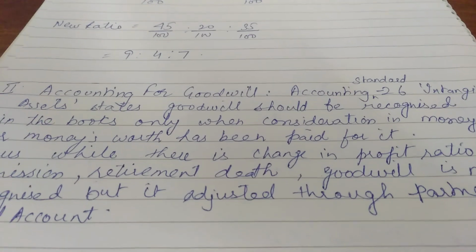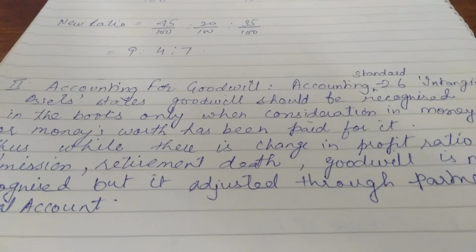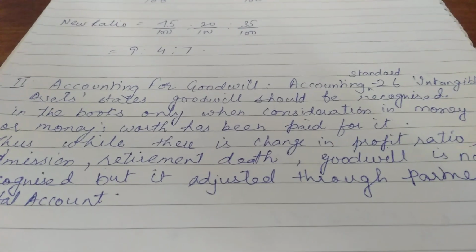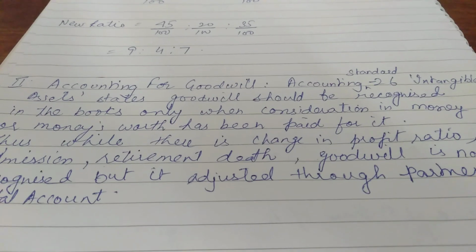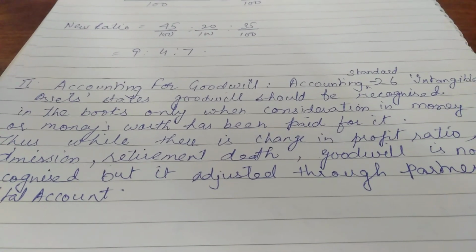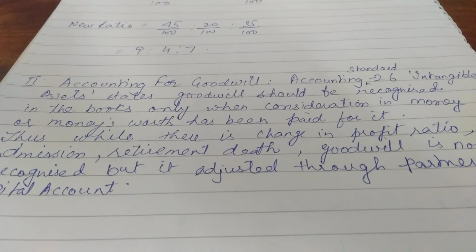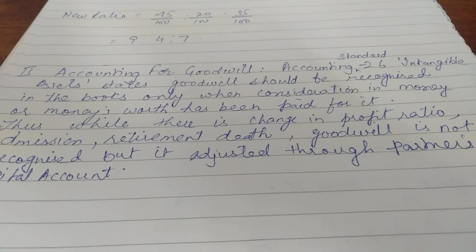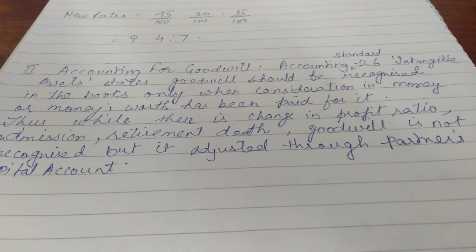Good morning, students. Now I'll teach you the second treatment, that is accounting for goodwill. As we have already discussed, Accounting Standard 26 covers intangible assets, and goodwill is an intangible asset. It states that goodwill should be recognized in the books only when consideration is paid for it, meaning money or anything money's worth is paid for it.